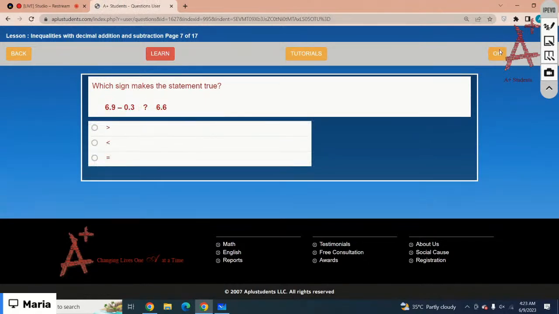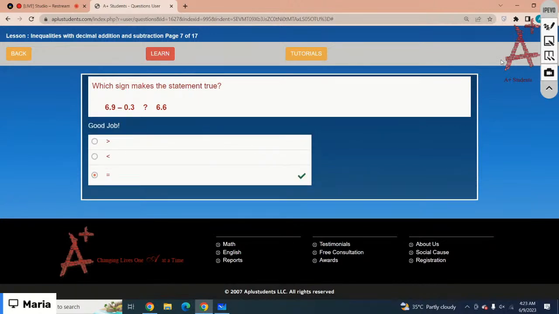Okay, the next one is 6.9 take away 0.3. So which is the correct option? 6.9 minus 0.3 is 6.6. Got it? So 6.6 is equal to 6.6. They both are exactly equal.